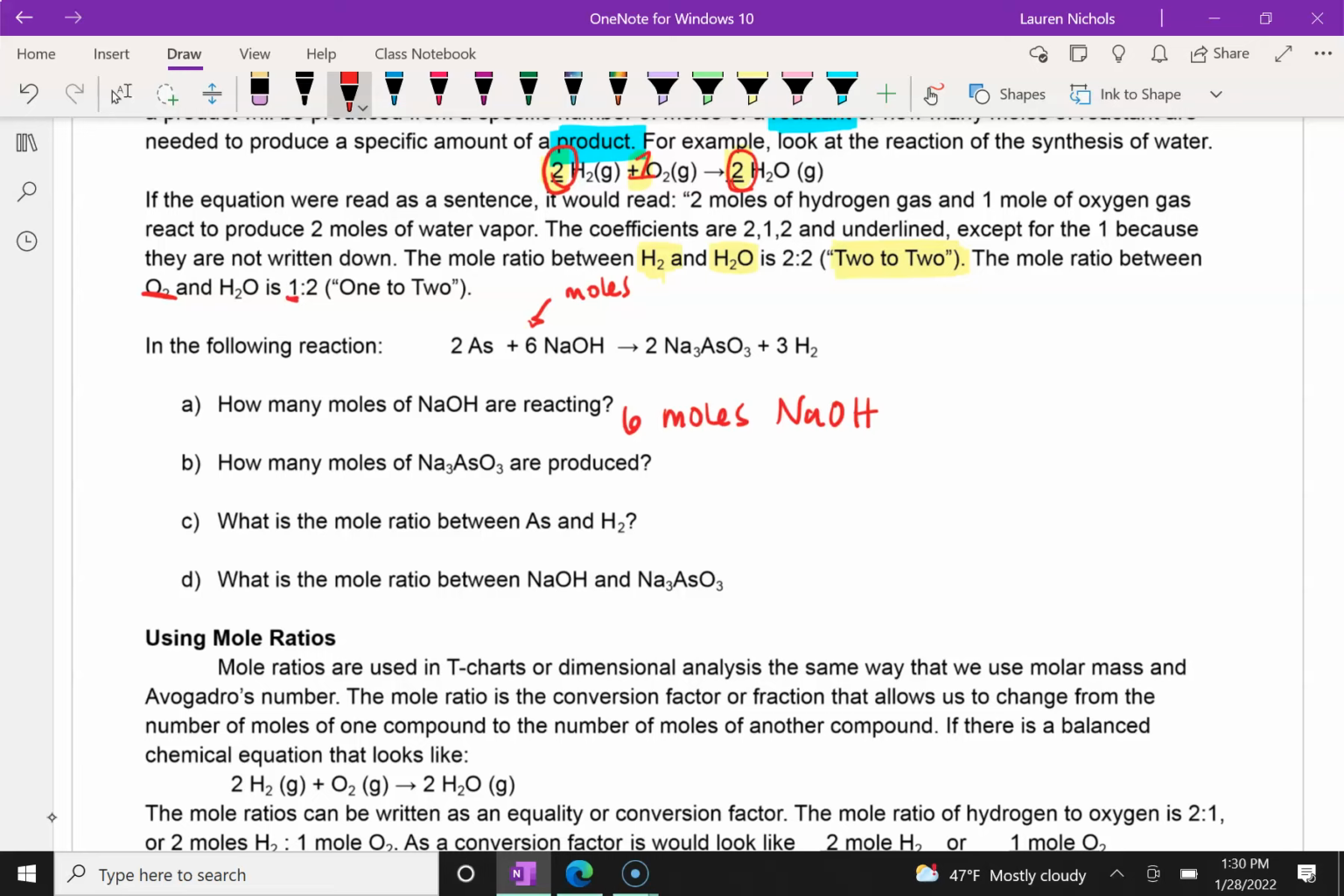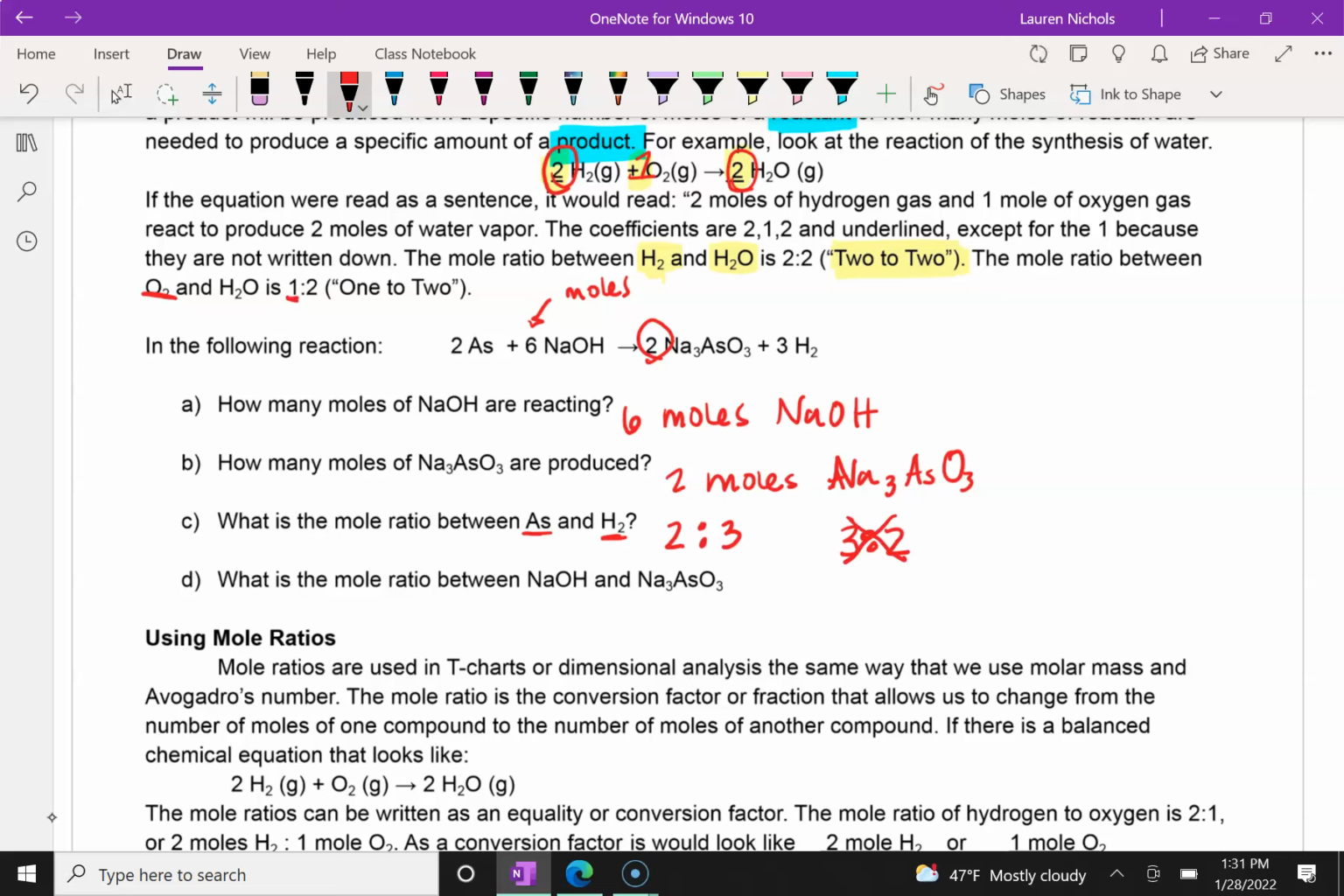And we know that 2 moles of the sodium arsenic are produced because there is a 2 as a coefficient in front of that. And then what is the mole ratio between arsenic and hydrogen? So since arsenic is listed first, we'll put the 2. And hydrogen is listed second, so we'll put the 3. If you were to put 3 to 2, that would be wrong, okay? Because arsenic is listed first.